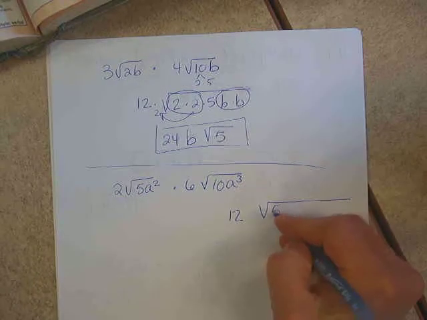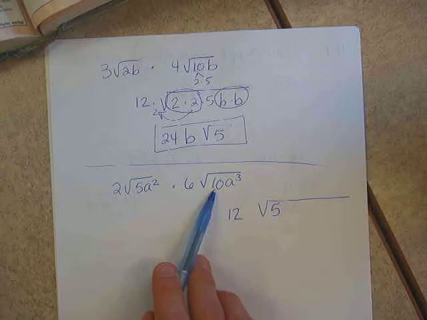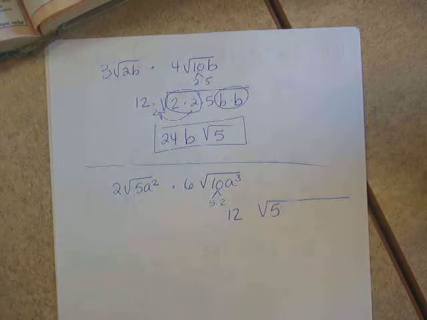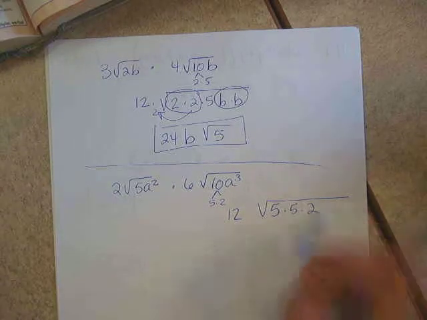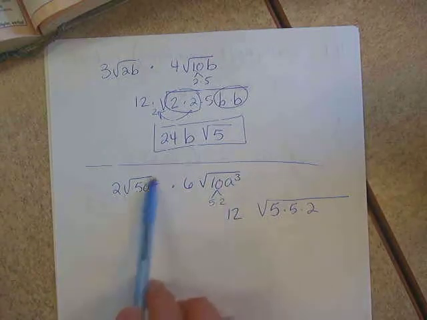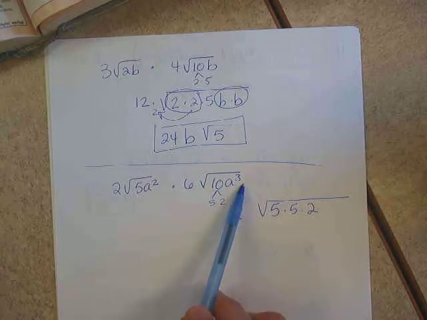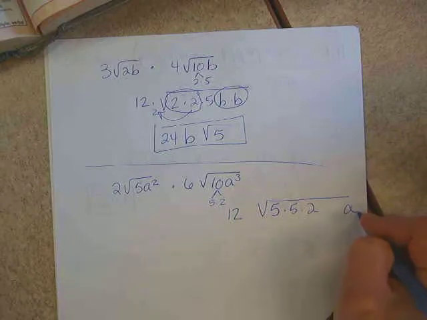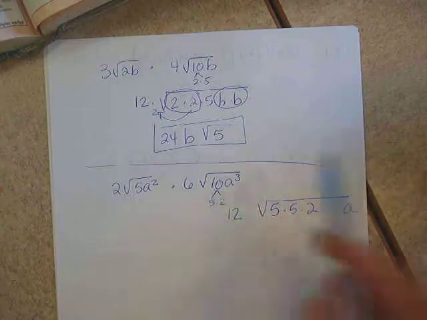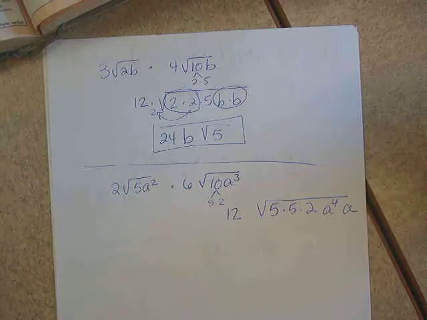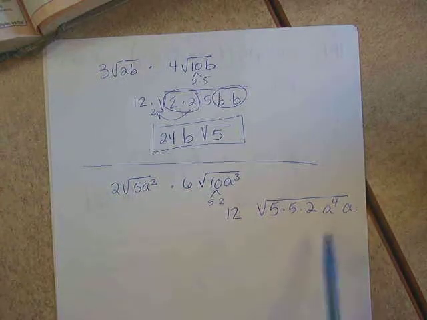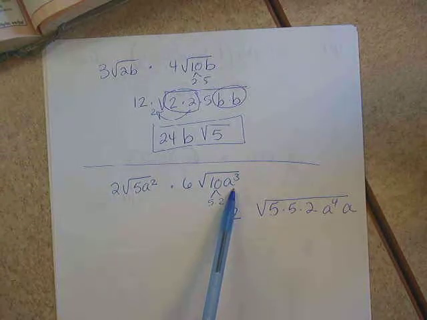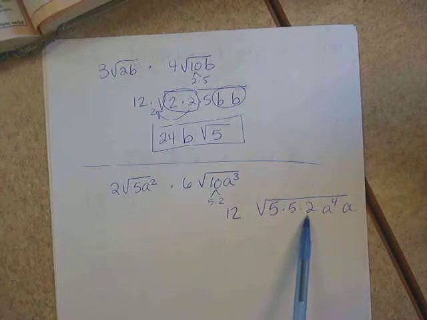All right, let's deal with the 2 and the 6 first. What happens to those? They become 12 in front. And I've got a 5. That's not going to break down. And I've got 10. That is 5 times 2, right? So there's a 5 and a 2. And what about the A's? Take one A off of the 3, so there's an A, and then I have a pair of 2's and a pair of 2's, so I have A to the 4th.